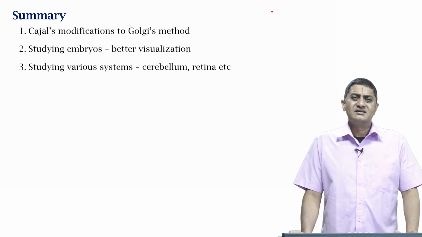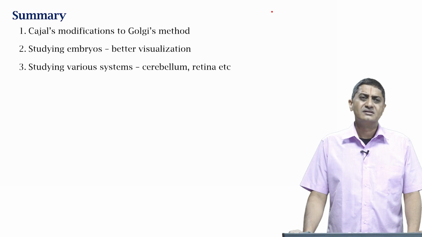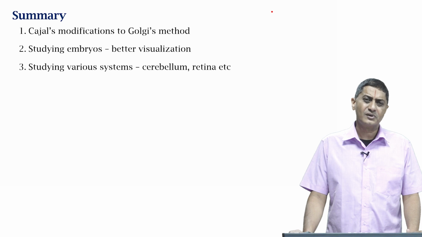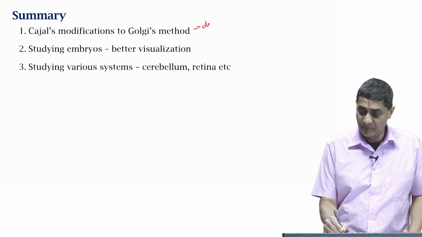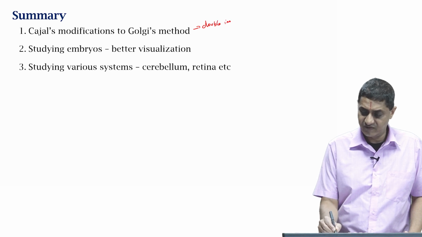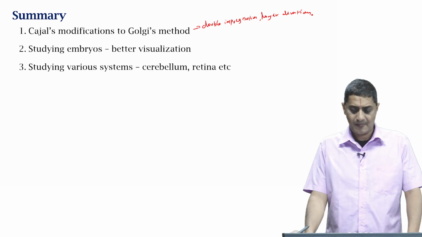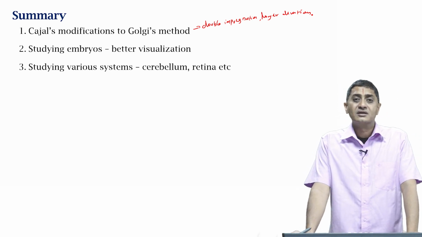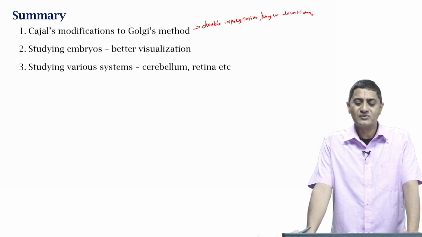So, with this we have almost reached the end of this lecture. In this video we saw the critical modifications that Santiago Ramon y Cajal made to the Golgi method. What are these? Double impregnation, or maybe even triple impregnation, longer duration of bath in silver nitrate. Also, he took simpler systems to study, such as embryos.